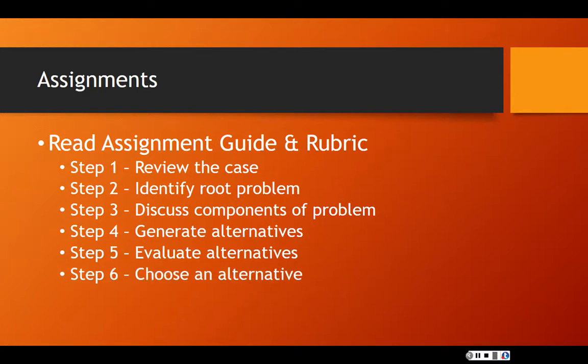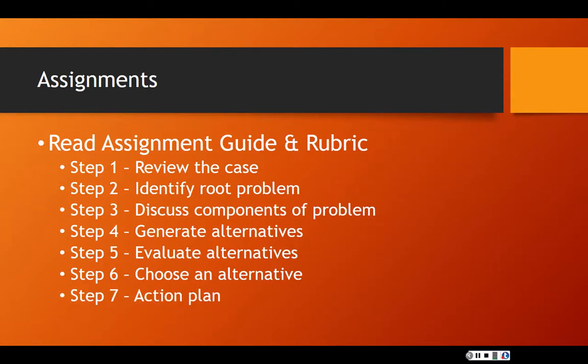Step 6, here's now you choose one of the alternatives. So go back to step 4 and choose one of those alternatives, and just one. Now sometimes you can maybe combine 2, but please don't tell me you're going to use all of them or you're going to use 3 or 4. That's not feasible. 1, maybe a combination of 2 that are obviously connected. And then why? Make a good case for why that is the best alternative.